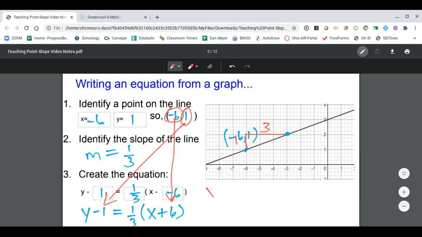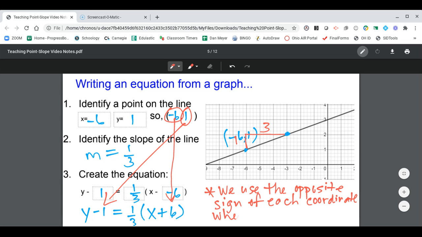So if you want to make a little note, you can add your own text box in your Google slide. But you can say we use the opposite sign of the points or of each coordinate when plugging into the equation.